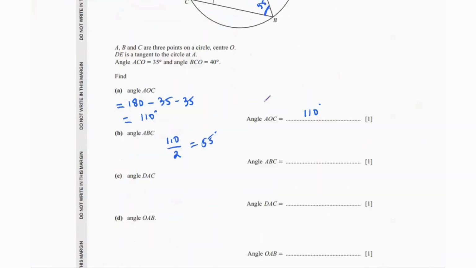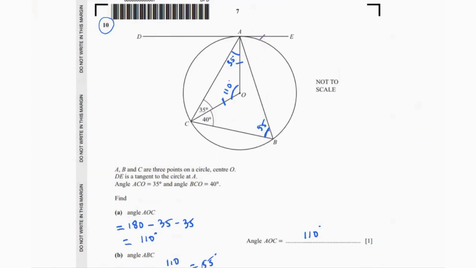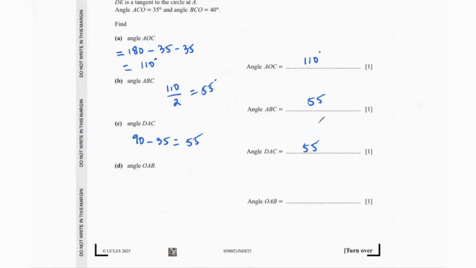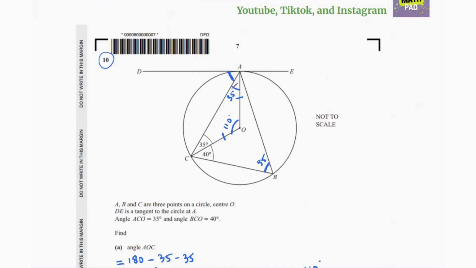Then DAC, that is this one. We know OA is the radius. Radius makes a 90-degree angle with the tangent. So 90 minus 35, 55 degrees. For this, you can also use alternate segment theorem. This angle will be the same as this, so we can also use that as well. Either way, it's correct.